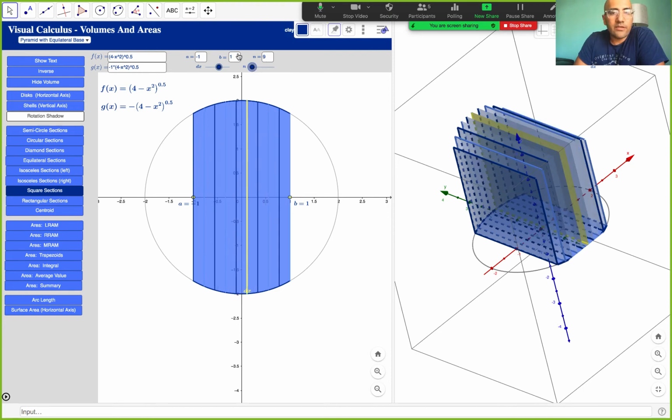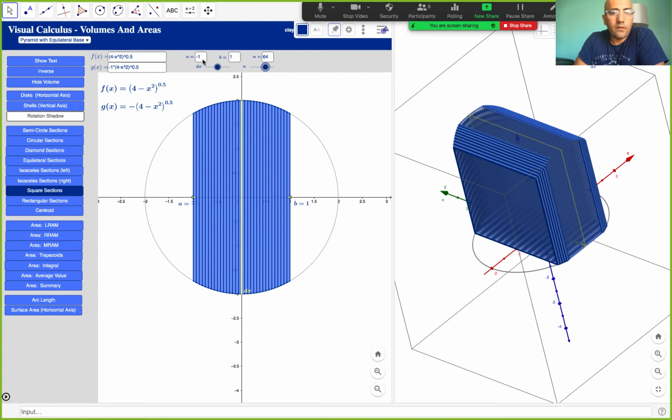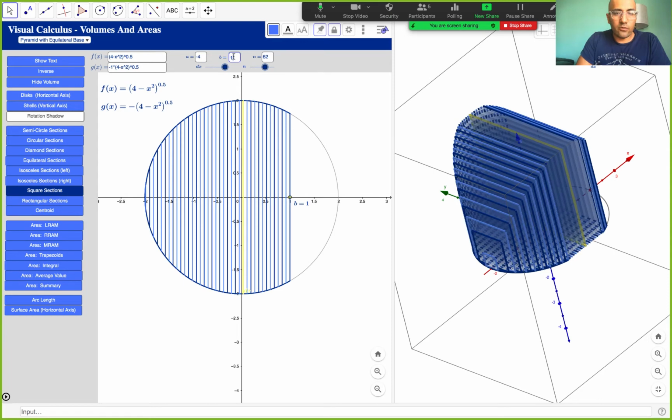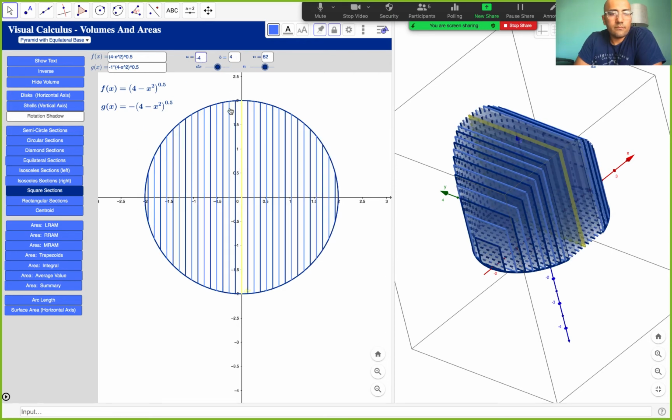Oh, I just have to make sure that I go from here. I limited it from -1 to 1 because I was doing a radius of 1, but now I'm doing a radius of 4. So from -4 to +4 will get me the whole thing. Good. So we still see it as it rotates.